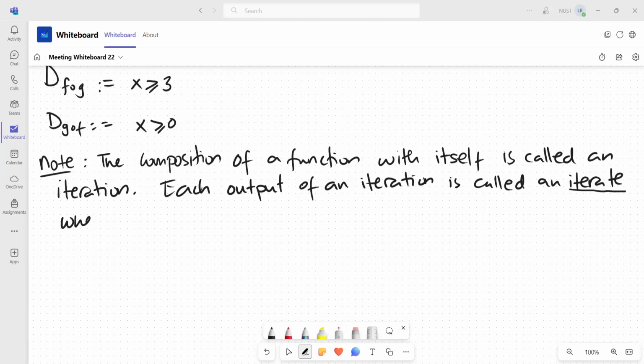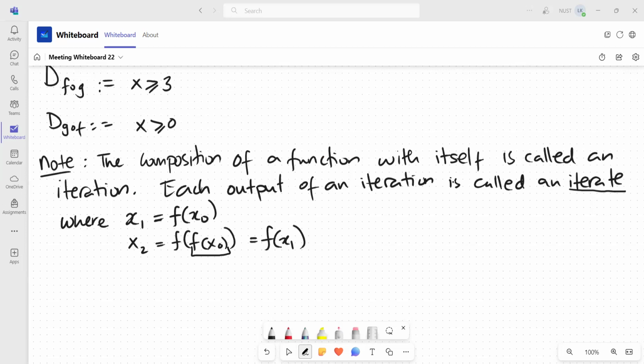An iterate where x1 is equal to f of x naught. Then x2 is equal to f of x1. So you have a starting point. This x naught will be given to you. You put it into your function. Whatever you get out, that is x1. Then to get x2, you put x1 into the function again, and that will give you x2.